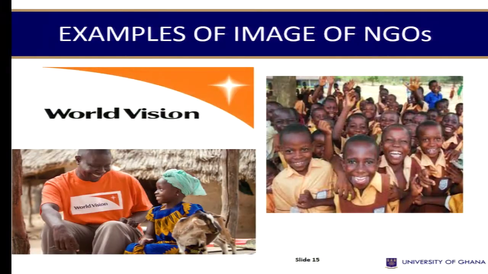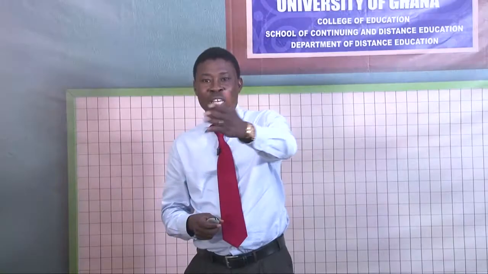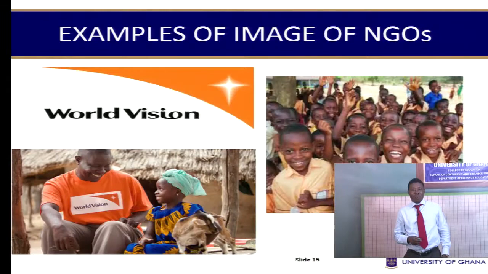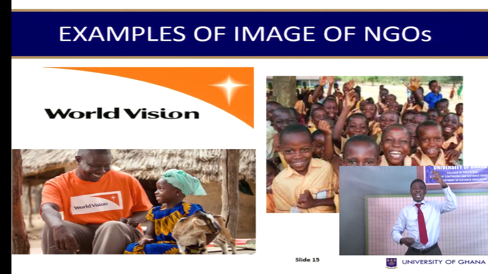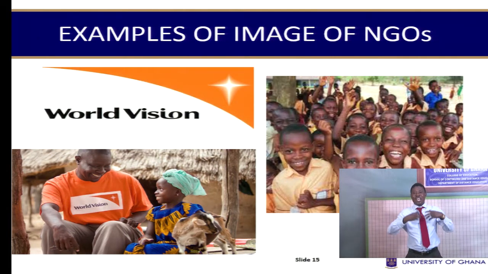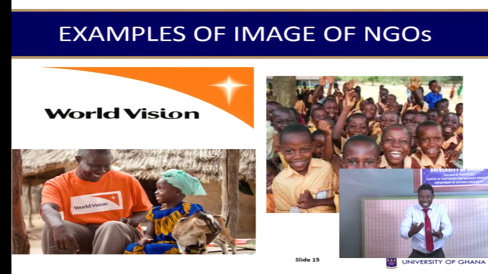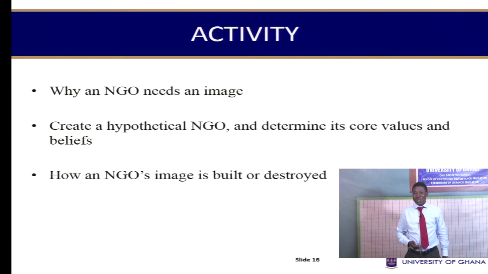The image of an NGO is that which gives it a positive outlook. Look at this: World Vision International. You see there is a star, and there's World Vision International, and then it comes out with somebody smiling at a young lady. And then you see children jumping around somewhere, happy. What it conveys is that this organization shines some light on the world and helps to make people happy. That is the image that World Vision is trying to project with this kind of logo.